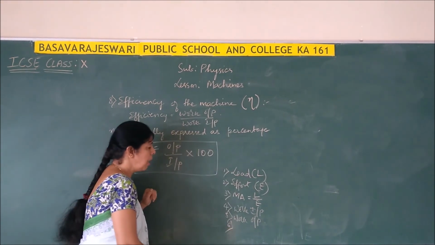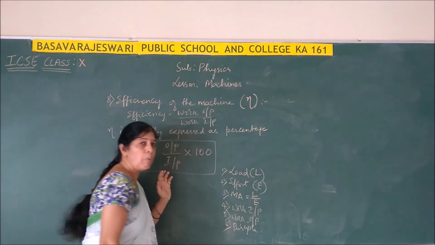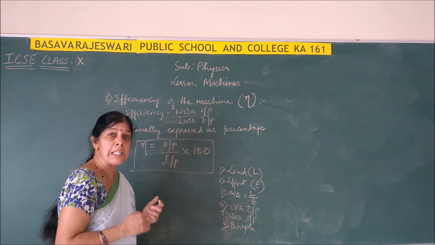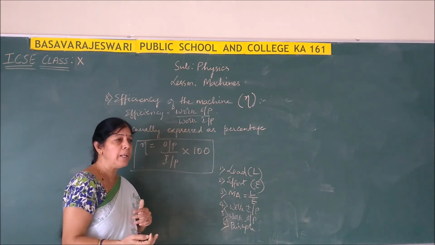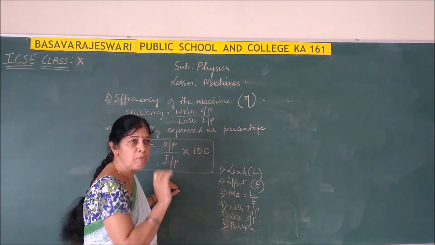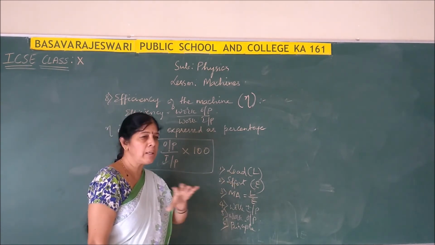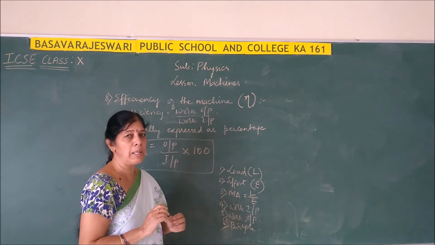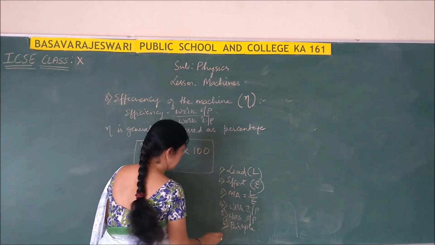Sixth one is what? Principle of a machine. What is principle of a machine? Work input must be equal to work output, because we know according to law of conservation of energy, energy is not at all wasted. You can neither create new energy nor destroy the existing energy, but you can convert energy from one form to the other only. So here also, whatever work is there, work is not at all wasted. Work done on the machine must be equal to work done by the machine, which is called the principle of the machine.